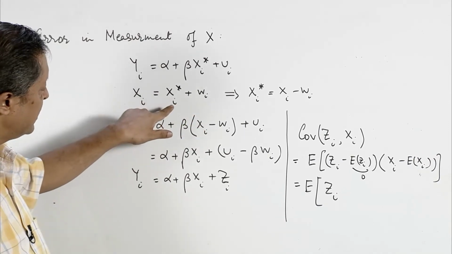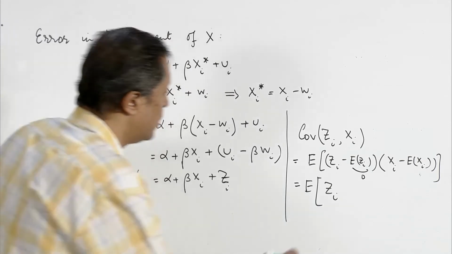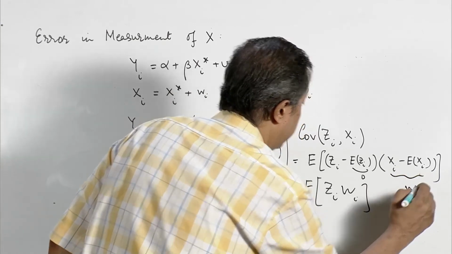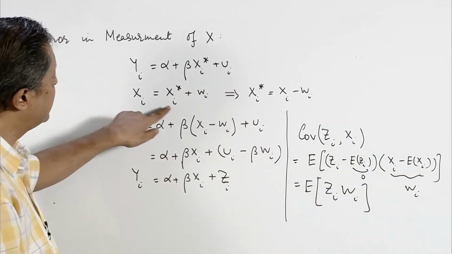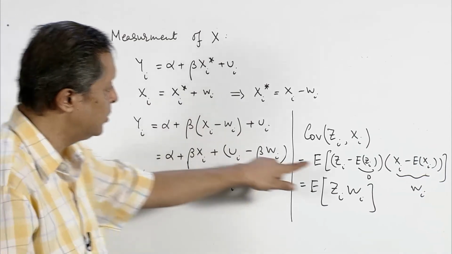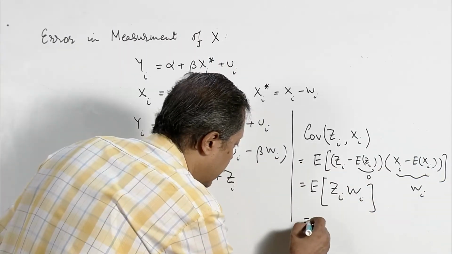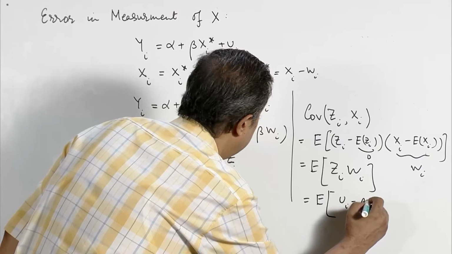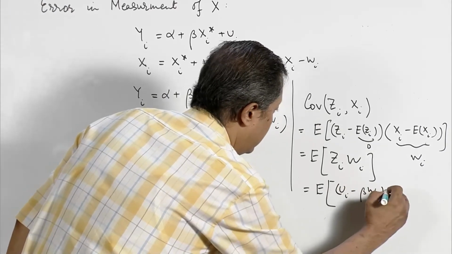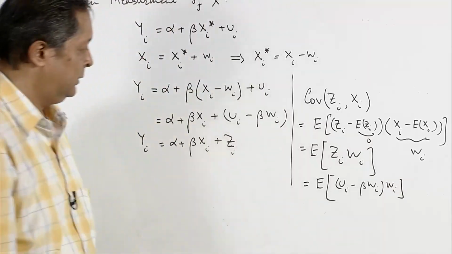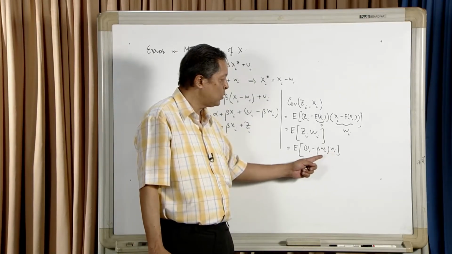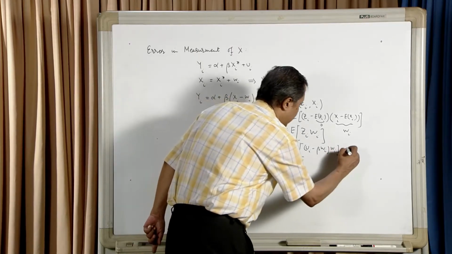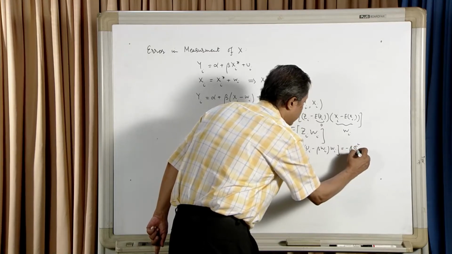So, we have xi minus expectation of xi is xi star. So, this comes out as wi, because expectation of xi is xi star. So, xi minus xi star is wi. So, that is this wi, and therefore, we have this result, expectation of zi is ui minus beta wi, that is multiplied with wi, and naturally you see there is a wi square term which is variance of wi. So, this will be equal to minus of beta sigma square w.